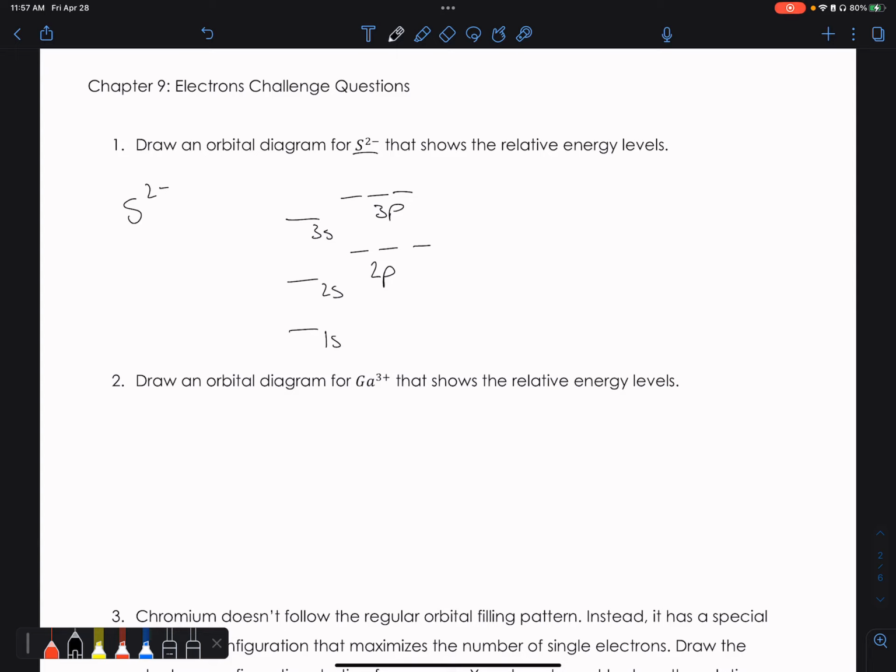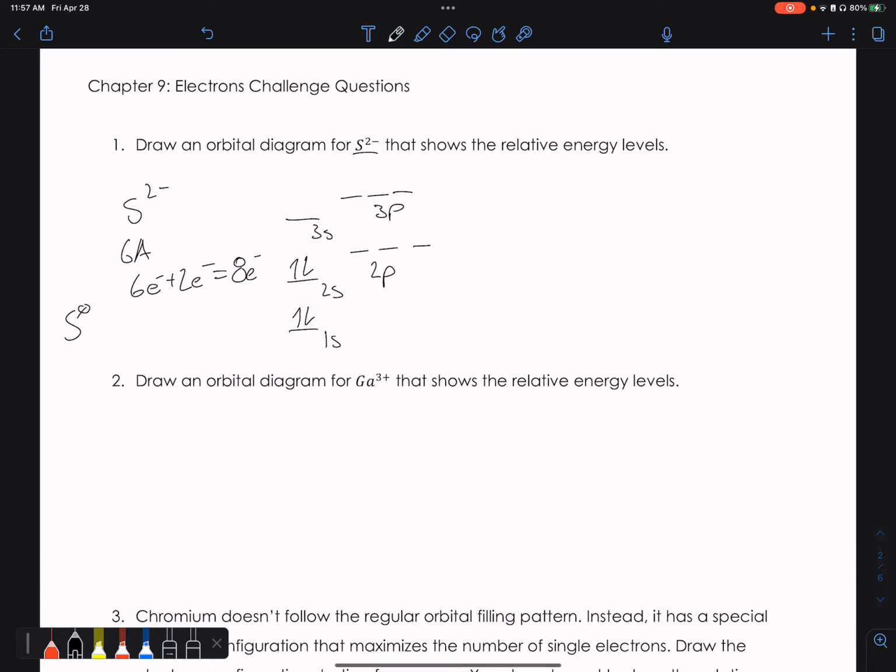So what that means is we can look at the periodic table, and sulfur is in group 6A, which means that neutral sulfur, no charge, would have 6 valence electrons. But because we have a 2 minus charge, that means we have to add 2 more electrons. So this is going to be 8. 6A would be 6 electrons plus 2 electrons will be 8 electrons. And we can just fill those in from lowest to highest.